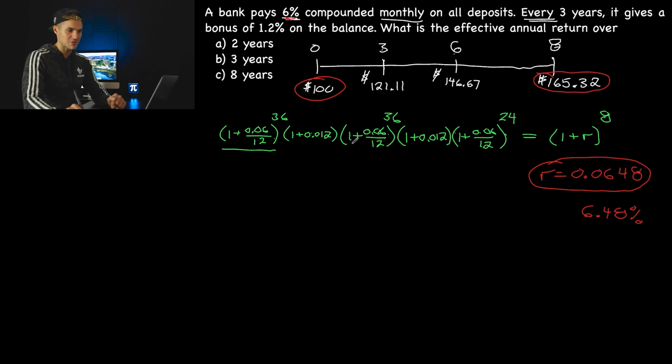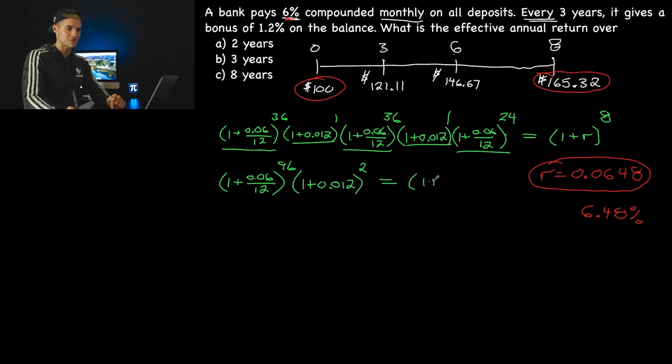But notice that we could actually combine these here, right? These are like terms. They have the same base, so we could add the exponents. So you could actually make this equation shorter. You could divide this by 12, and then this would be 72 plus 24, which is 96, right? And then this and this, this is to the power 1, this is to the power 1. They have the same base, so you can add the exponents and take it to the power of 2, and make that equal to 1 plus R to the power of 8. So you could even make a shorter equation.